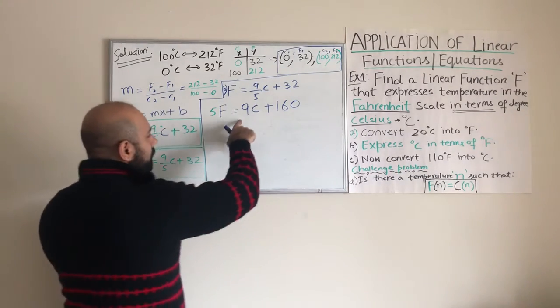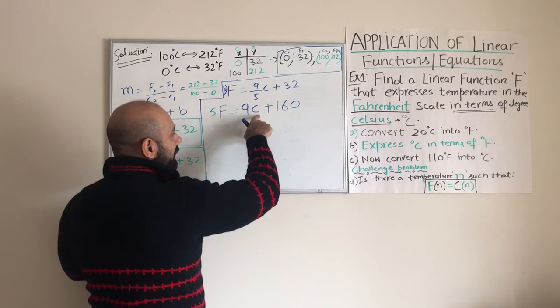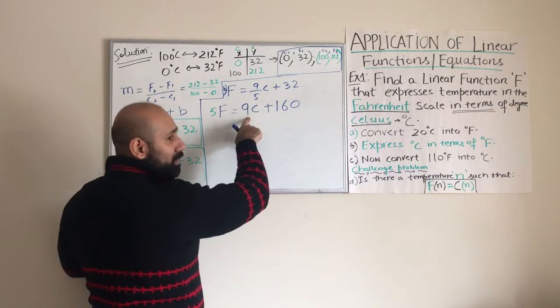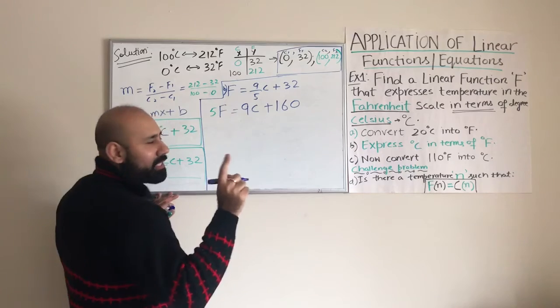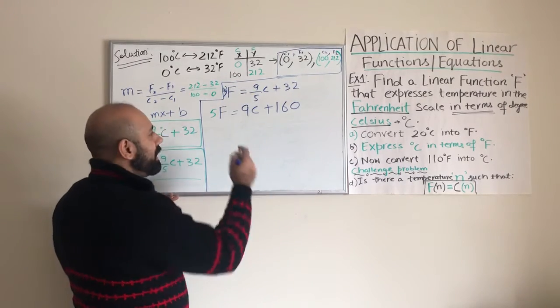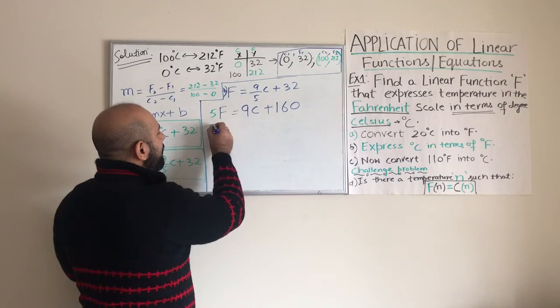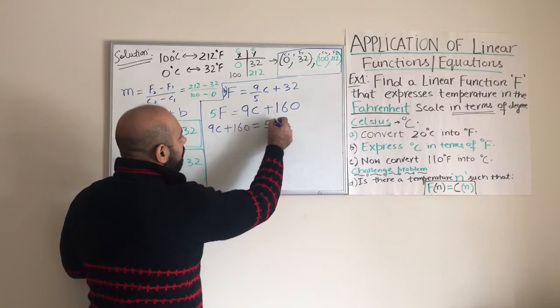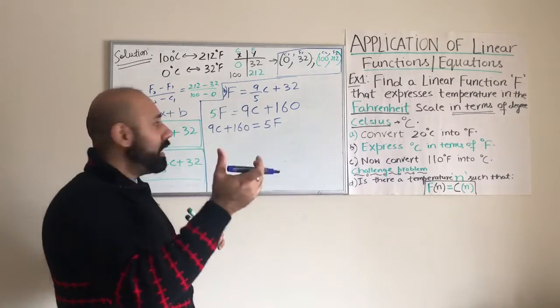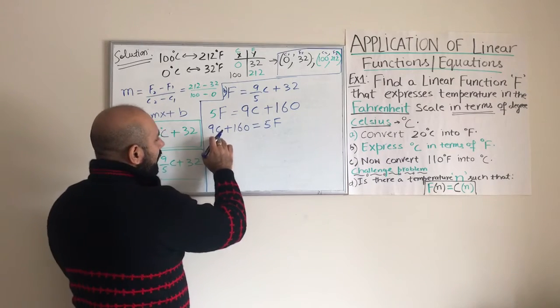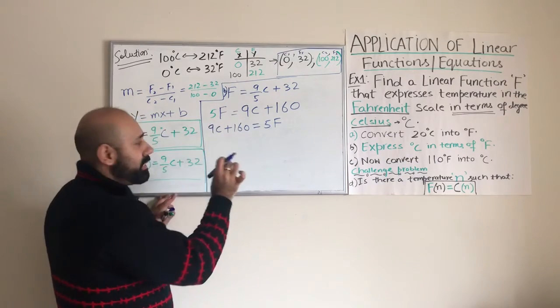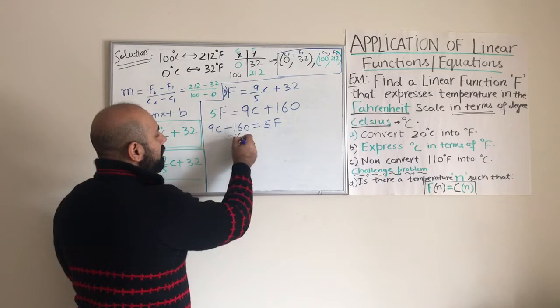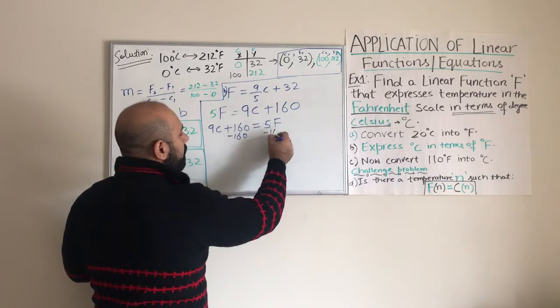Okay, so I have this. Now we want to get C by itself. To get C by itself, we want to get rid of this 9. So before we get rid of this 9, let us isolate C. So what I can do is rewrite this as 9C plus 160 equals 5F. I just rearranged it, okay? And now from here, to get the C term by itself, I can subtract 160, bring that 160 to the other side.